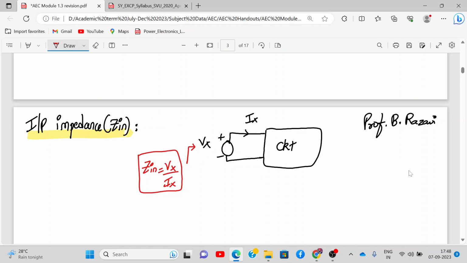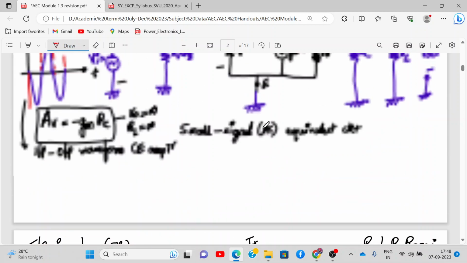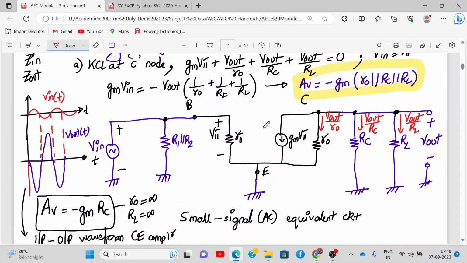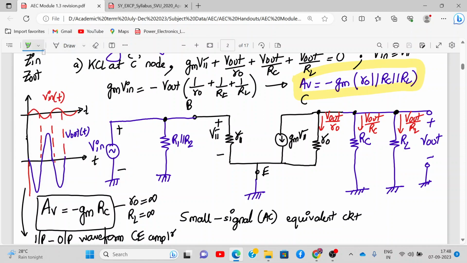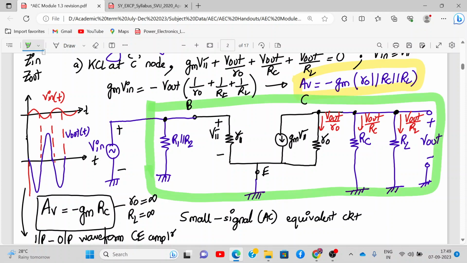Is it fine, everyone? So what is the meaning of putting the entire thing in the box? Now see what I'm doing. I'll put the entire small signal circuit inside the box, and I'll replace Vin by Vx, and the current passing will be Ix. Yes or no? Now, how will I proceed further?